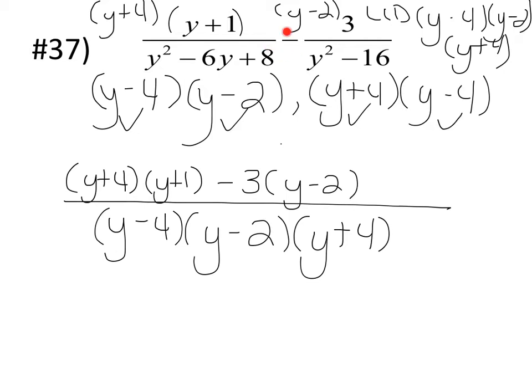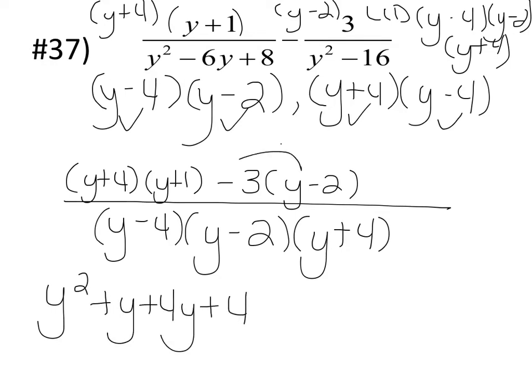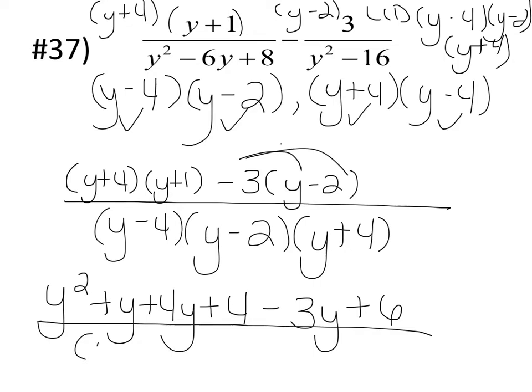Now this minus right here is the reason why you don't try to do this part in your head. You need to write it out. So now I'm going to go ahead and multiply these two together. So I'm going to get y squared plus y plus 4y plus 4. And then I'm going to distribute the negative 3: minus 3y plus 6. And this is all over the same denominator, y minus 4, y minus 2, y plus 4.